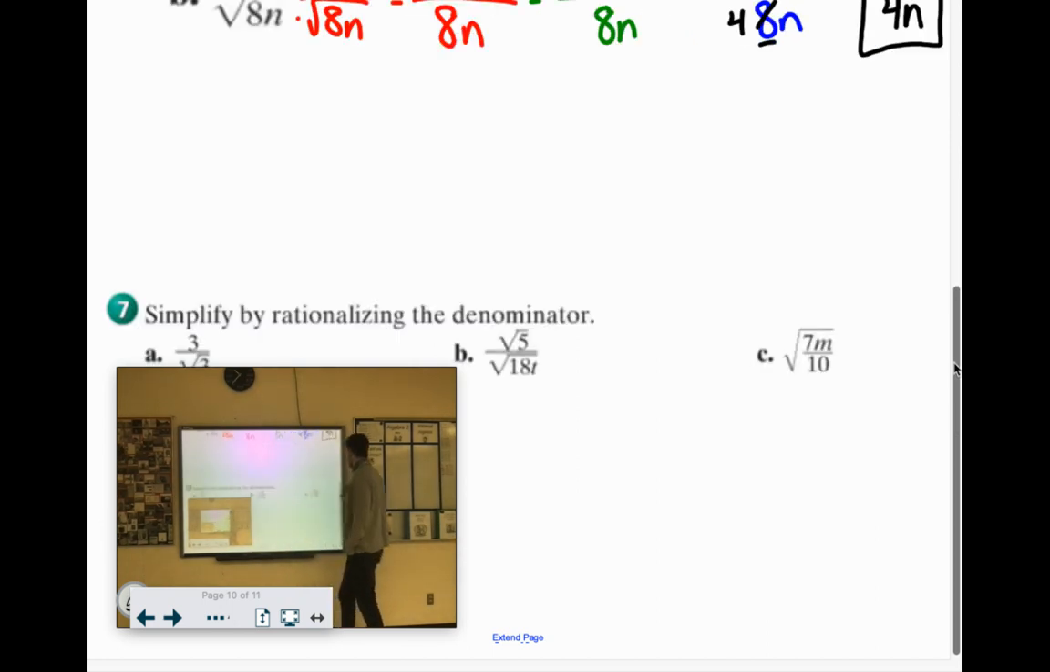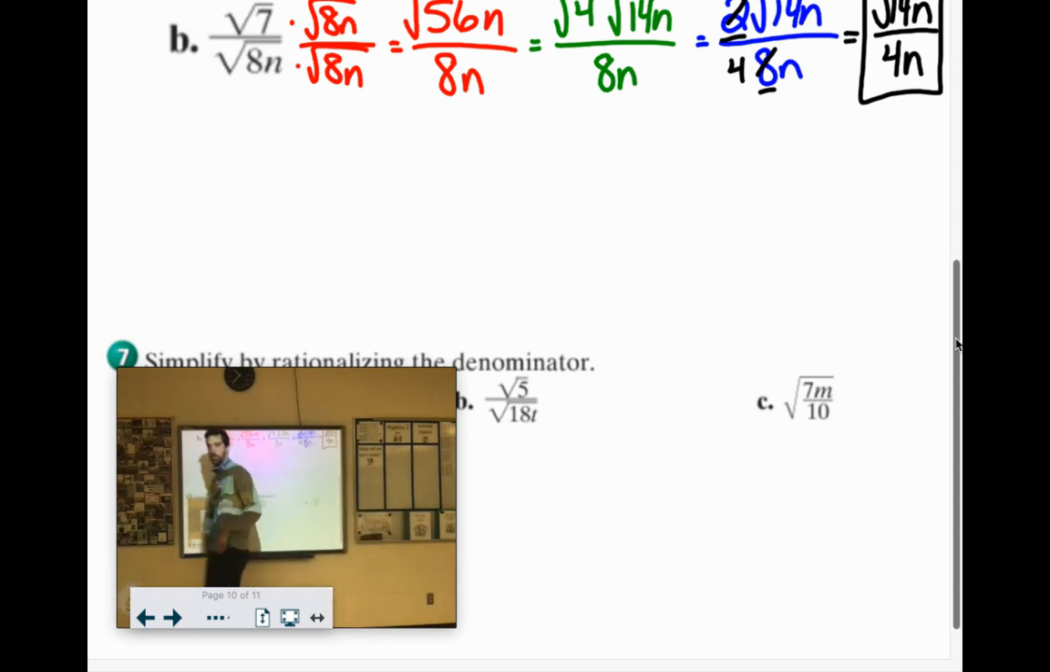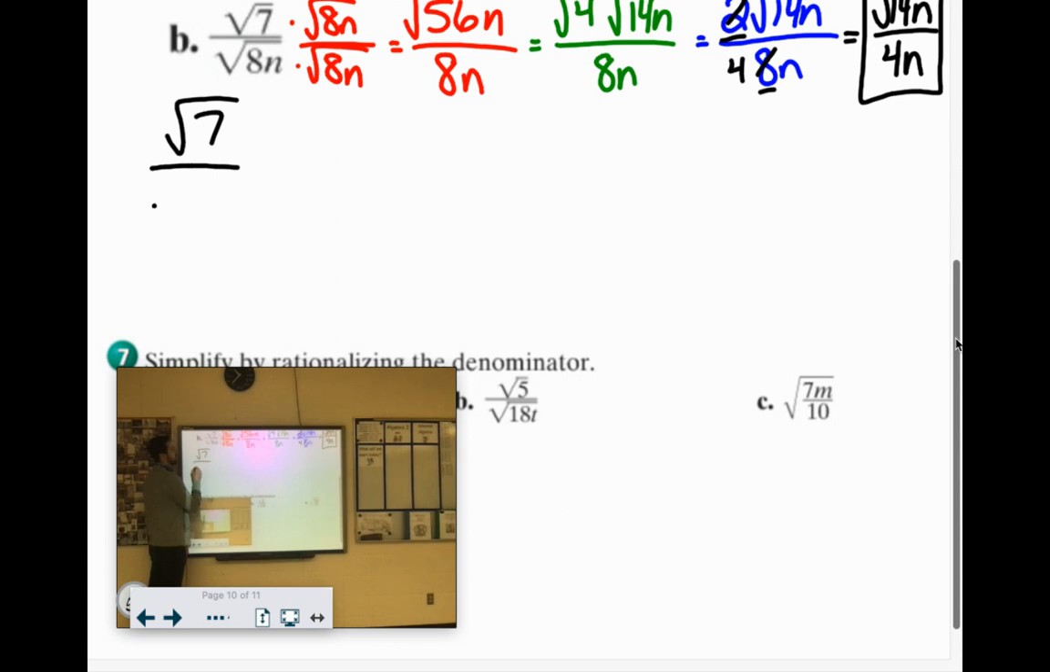But let me show you another way. Because remember, our whole goal is to be able to square root that denominator, turn it into a perfect square. So 8, we turned it essentially into 64, right? 8 times 8. We can also just turn it into 16. So I'm going to stop the video here, and I'll show you that on the next one.